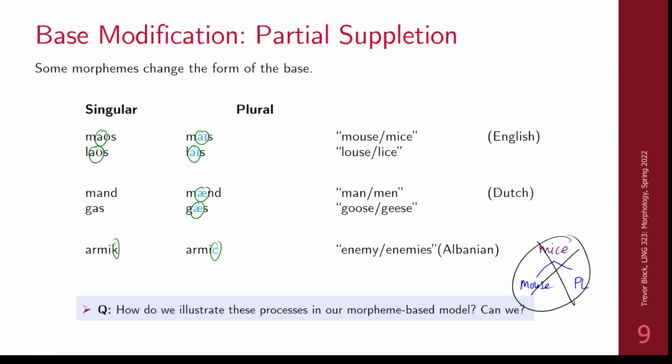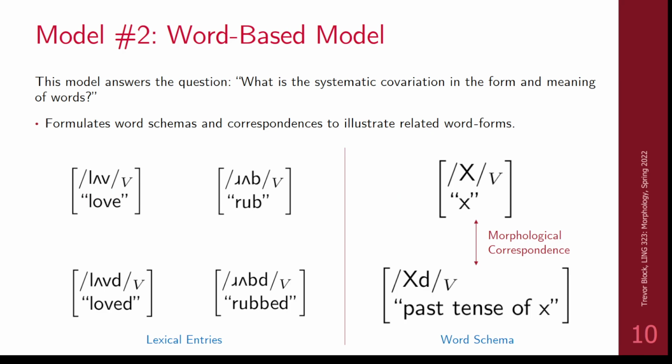What people have suggested is saying, okay, here's mouse. Here's this unpronounced plural. We get mice at the end, and something's happening that changes the internal sound. But this is not good. So we need another way to do this. And that is with the word-based model.